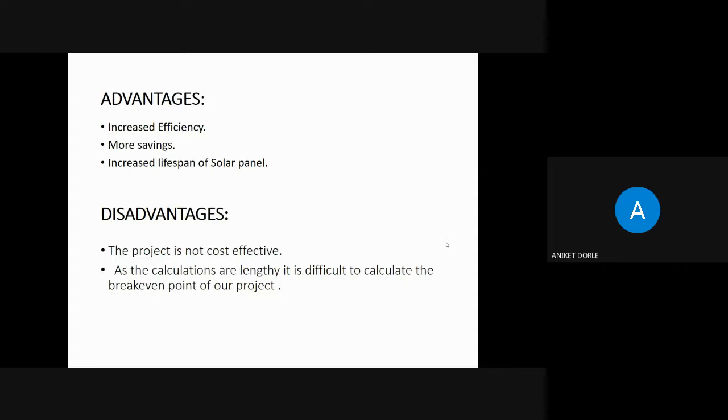The advantages of our project are increased efficiency, more saving, and increased lifespan of the solar panel. The disadvantage is that the cost of our project is very high. As the calculations are lengthy, it is difficult to calculate the exact break-even point of our project, that is, when the cost of the project will be recovered.